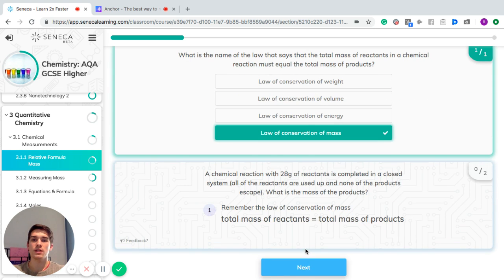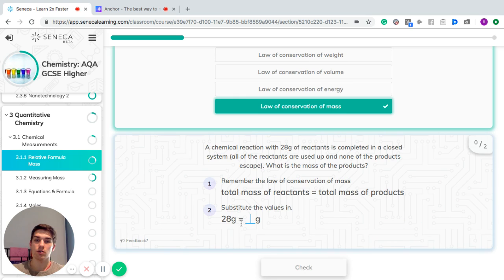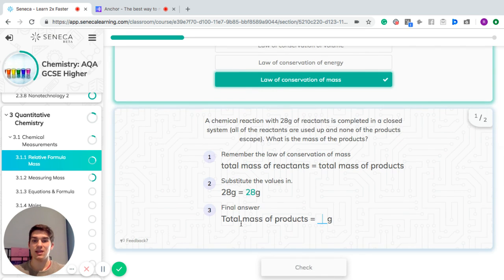And if the chemical equation with 28 grams of reactants is completed in a closed system, and that just means that all reactants are used up and no products escape, the mass of the products will always be equal to the mass of the reactants. So if we've got 28 grams of reactants, we'll have 28 grams of product.